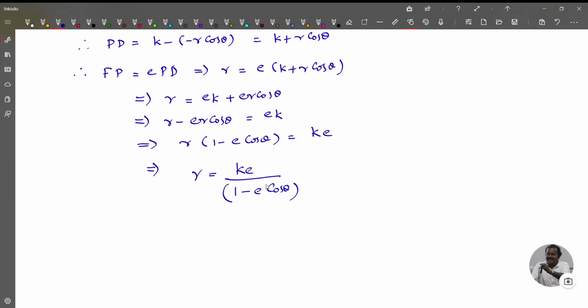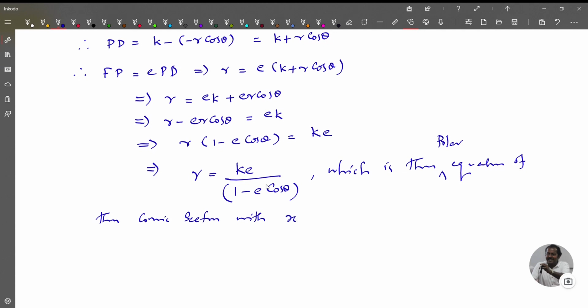This is the equation of the conic section with x equal to minus K as directrix. Focus at 0, 0.